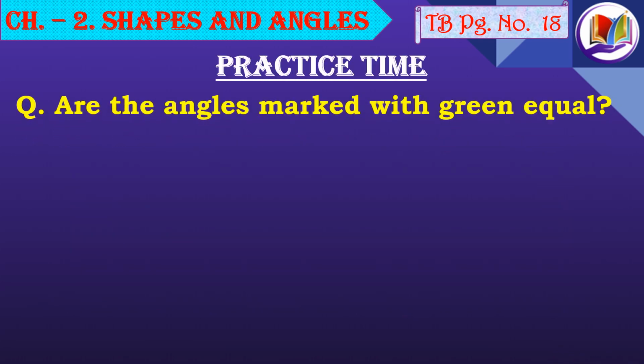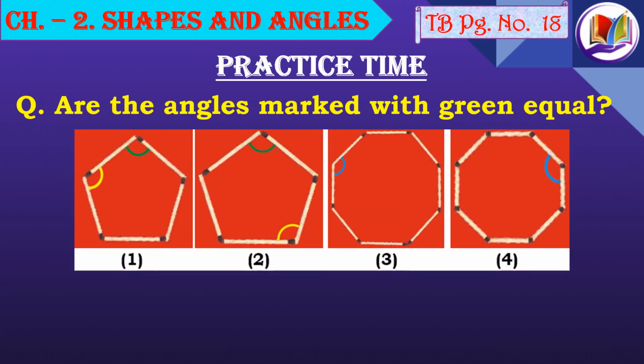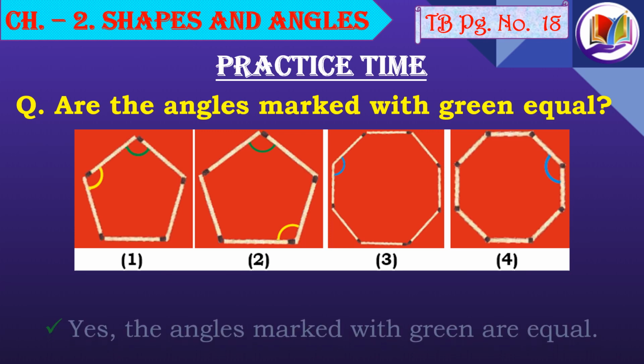The next one children, the angles marked with green, are they equal? Well, the size of the given figures are small and big, but the angles marked by green color are exactly the same.